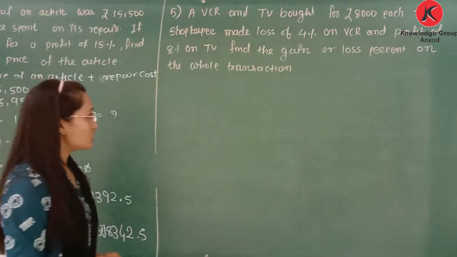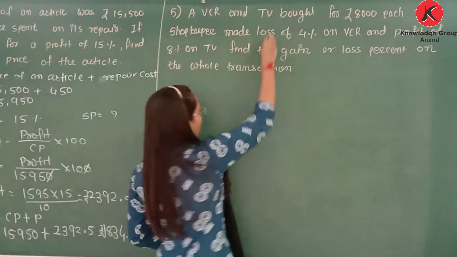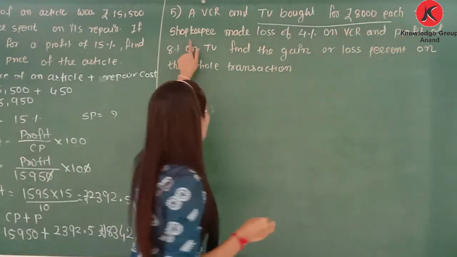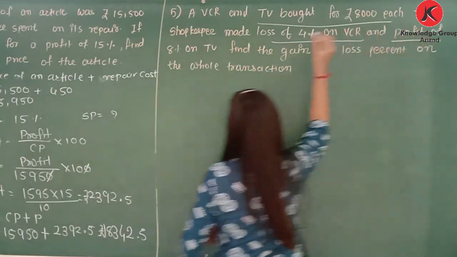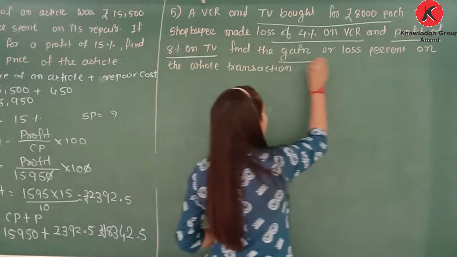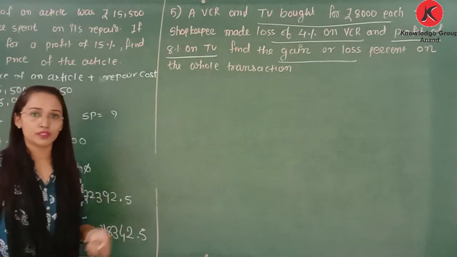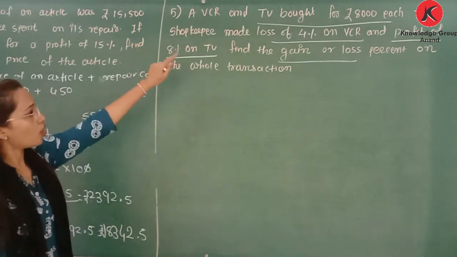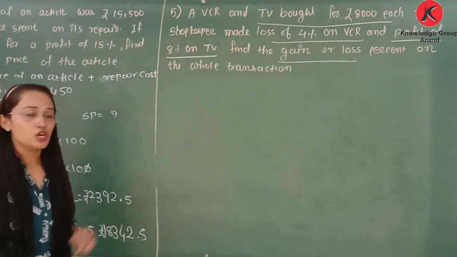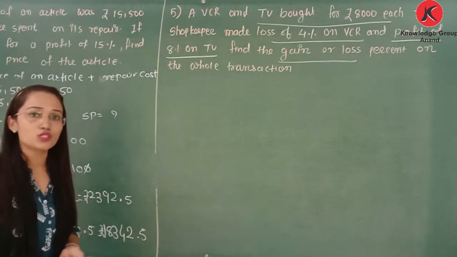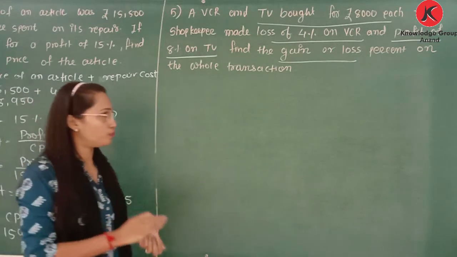Now next one, a VCR and TV bought for ₹8,000 each. So it is bought for ₹8,000 each. The shopkeeper made a loss of 4% on the VCR and a profit of 8% on the TV. Find the gain or loss percent on the whole transaction. So we saw many examples like this. So here first on VCR he got 4% loss and on TV he got 8% profit. So we calculate two examples and at the last we can find overall CP, overall SP and then we can conclude it is profit or loss.